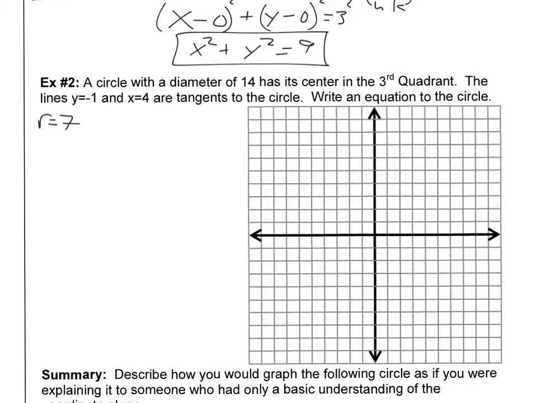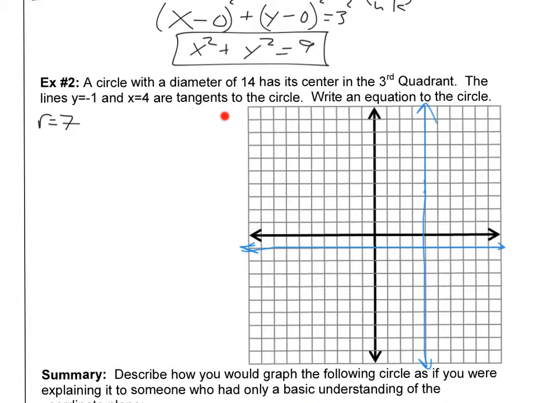The lines y equals negative 1. Okay, y equals negative 1 is right here. Let's go ahead and graph that. And x equals 4. x equals 4 is right here. This is all the places where x is 4. They are tangents to the circle. Oh, okay, so they're tangents.